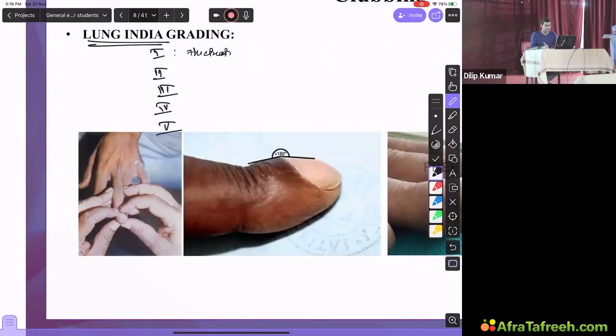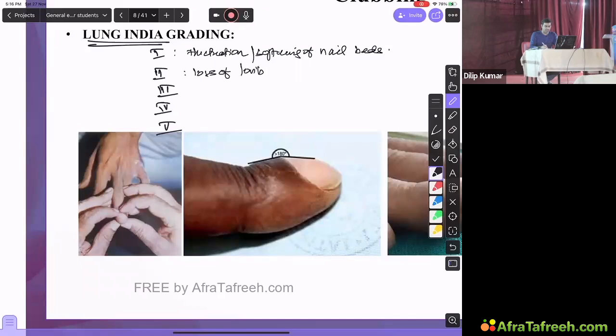What is grade 1? Only fluctuation will be positive. Why do we get fluctuation? That is because of softening of the nail beds. Remember, normally nail beds are not soft because of limited connective tissue. When you have increased connective tissue, the nail bed becomes soft. Once the nail bed becomes soft, the fluctuation test becomes positive.